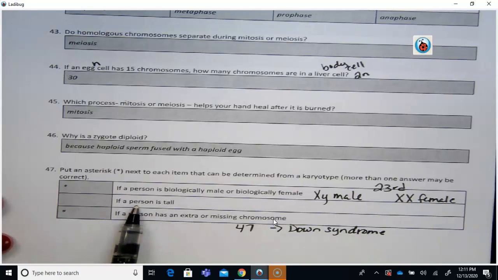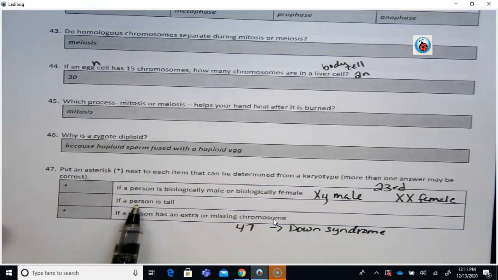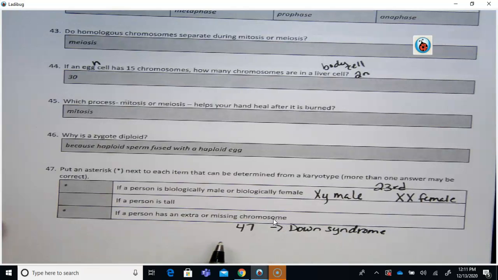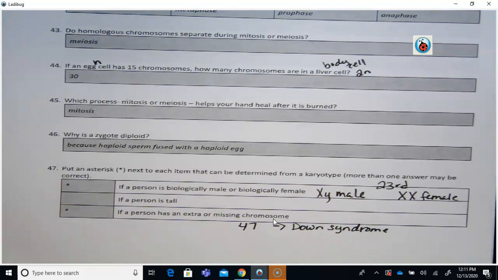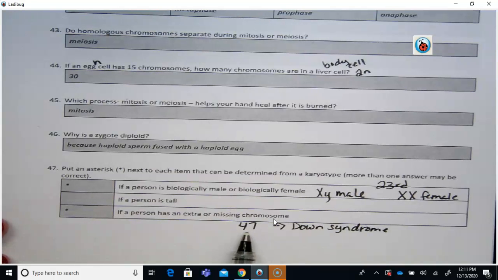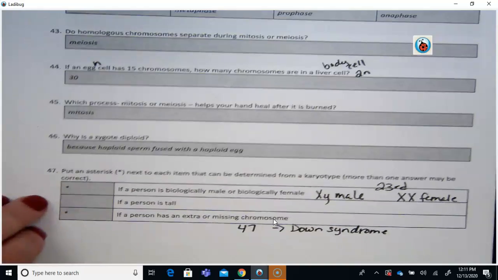However, you cannot tell individual alleles or genes. So you could not tell if a person is tall, or you could not tell the person's blood type. However, you could tell if a person has an extra or a missing chromosomes. For example, the normal human number of chromosomes is 46. So people with Down syndrome have 47 chromosomes. So if you counted the chromosomes, you could tell that the person has an extra chromosome.